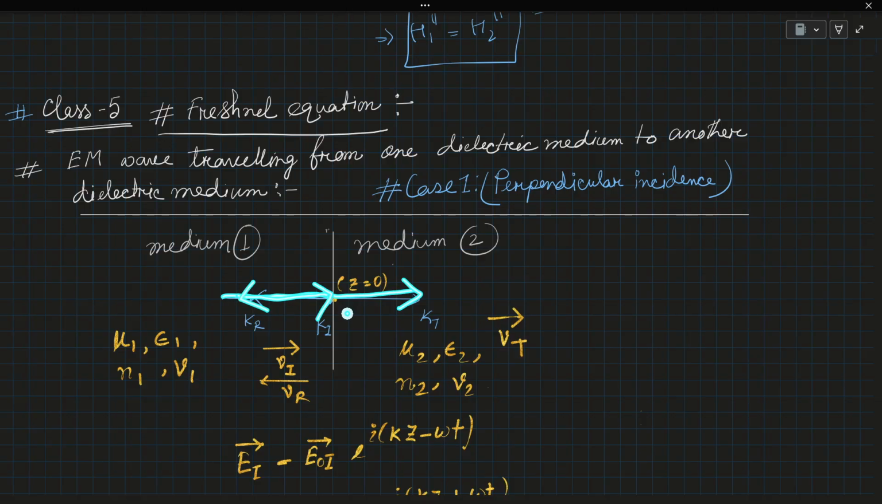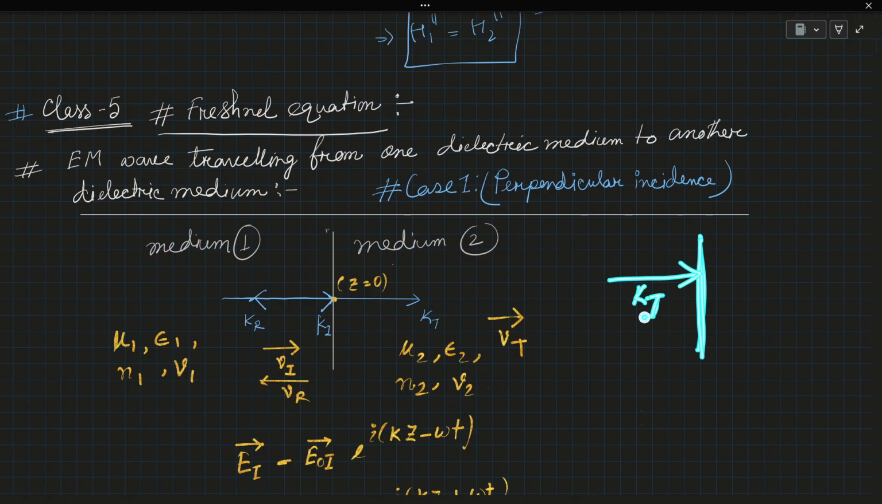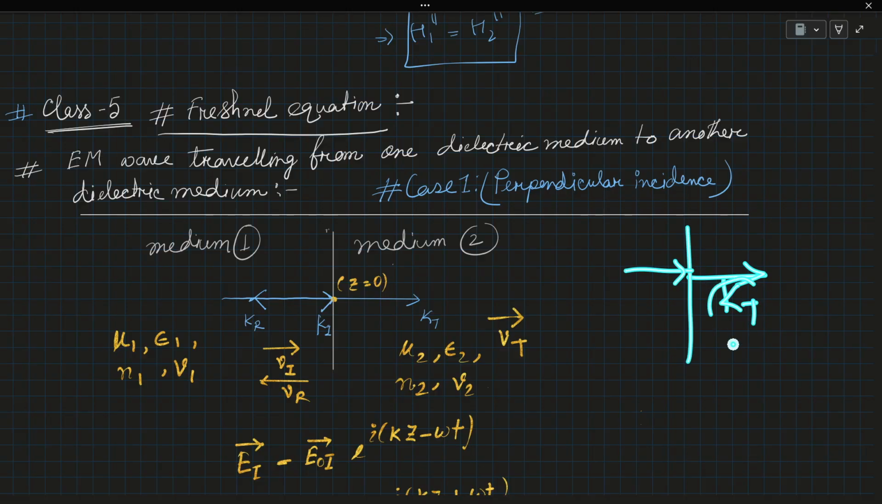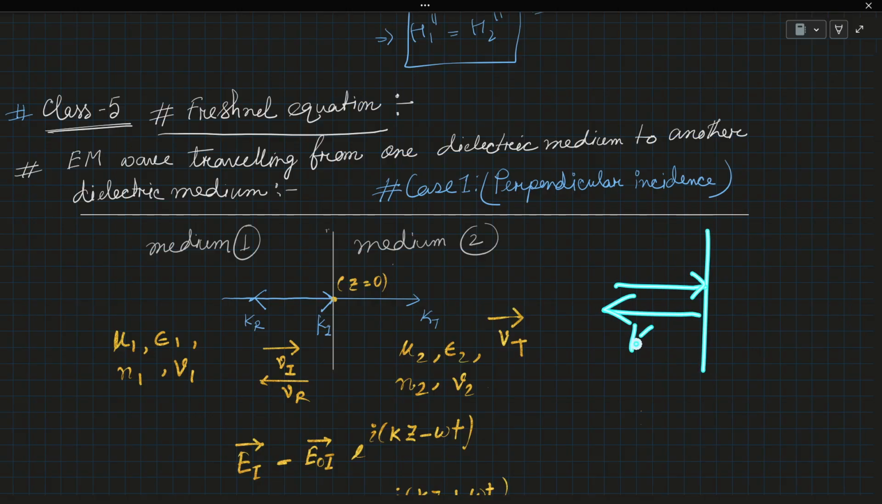So the wave vector of the incident wave is ki. That means this is the boundary and the wave is propagating in this direction, and this is called ki, the wave vector of the incident wave. And then some of this wave got transmitted, this is kt, the transmitted wave vector, right? And then some part of the wave got reflected, like this, in this way. So this is kr, the wave vector of the reflected wave.